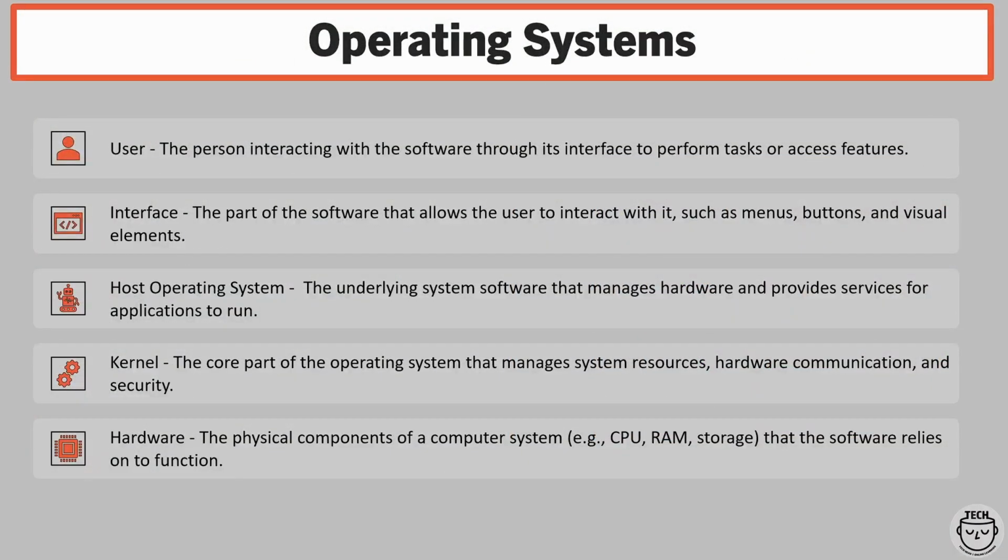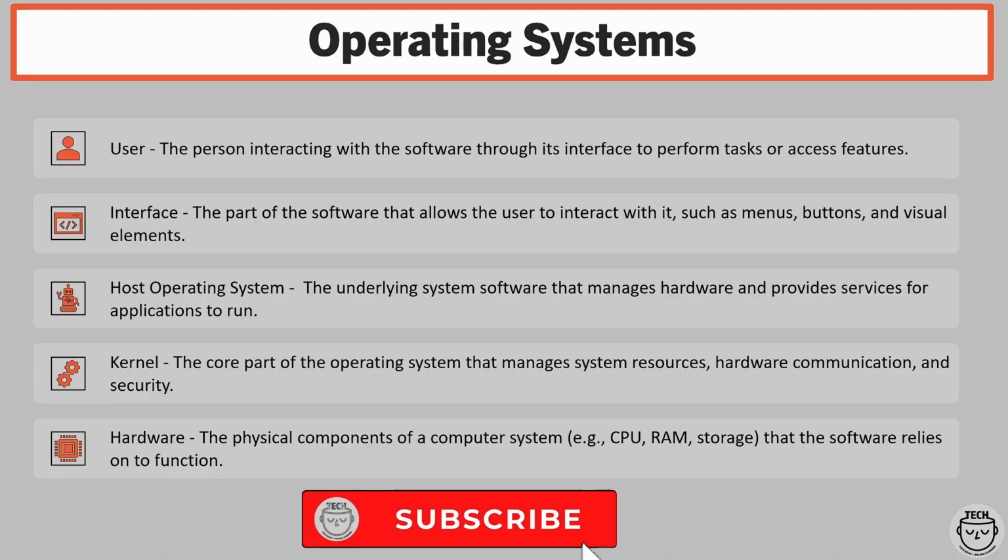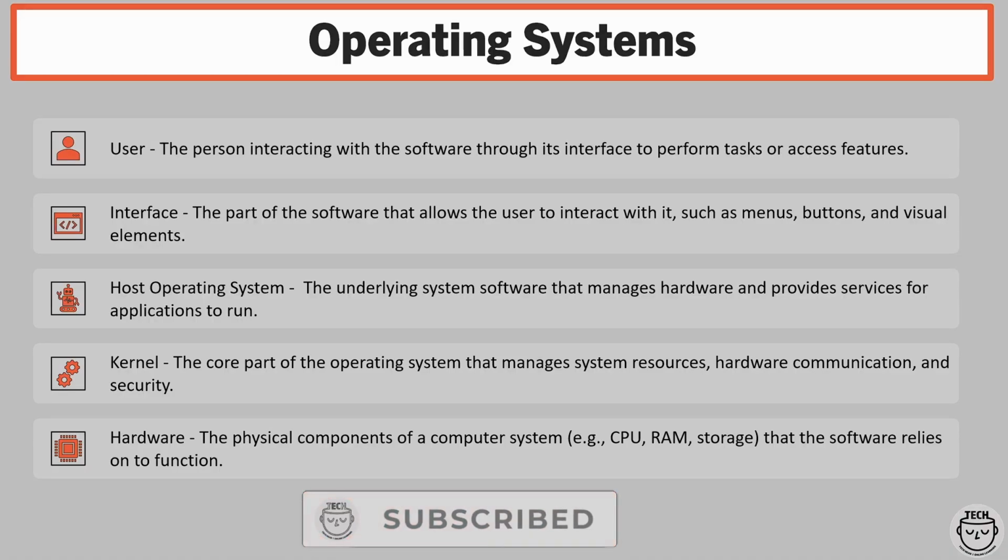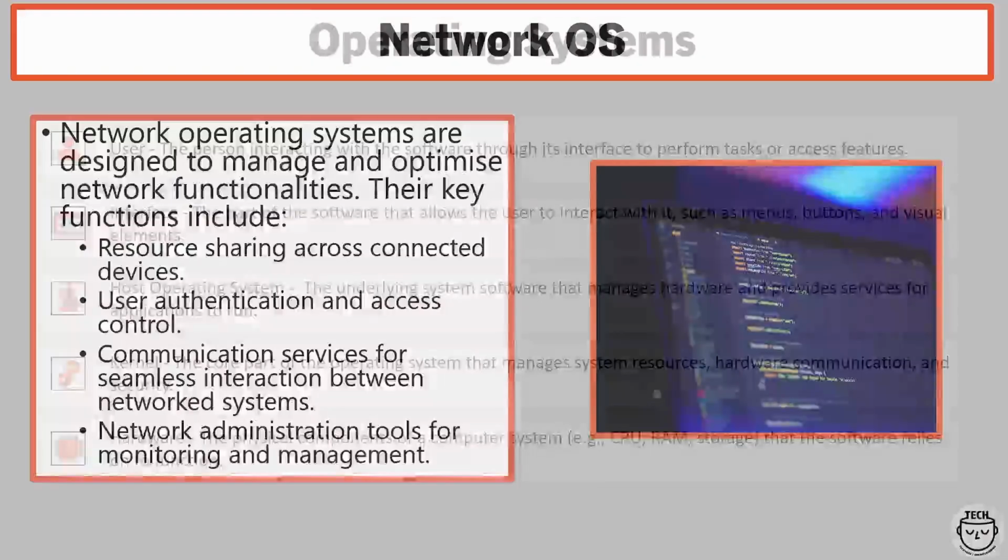So we have the user. They're going to interact with the software through the interface. The interface is a part of that software, part of the operating system that allows you to interact with it. The host operating system is the sort of thing that the interface runs on. A part of the operating system has a thing called a kernel, which manages those hardware resources, and you have the hardware itself, which is going to talk to the kernel. So that's your CPU, your RAM, hard drive, that kind of thing. All these things together sort of work in a stack. The user can only interact with the interface. The kernel can only interact with the hardware and the operating system, for example.